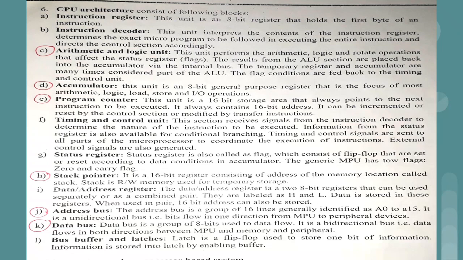The first function is that it always receives the signal from the instruction decoder, because in the diagram we have seen that the instruction decoder is connected to the timing and control signal. So the arrow from the instruction register is going to the timing and control signal. What is the meaning of that arrow? The timing and control unit receives the signal from the instruction decoder, and according to that signal it determines the nature of the instruction, that is, which type of instruction we want to execute.